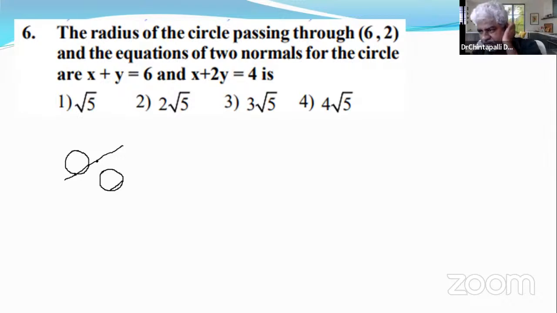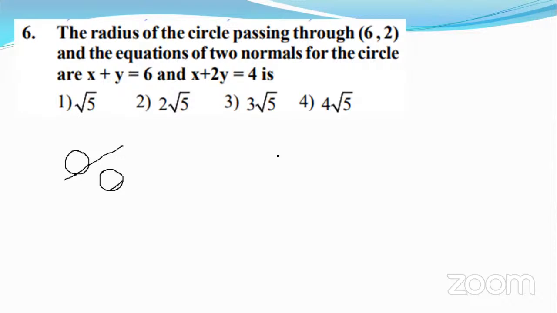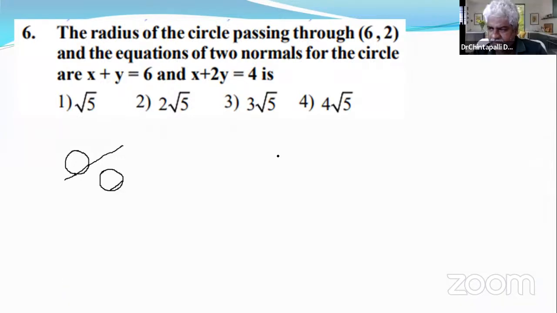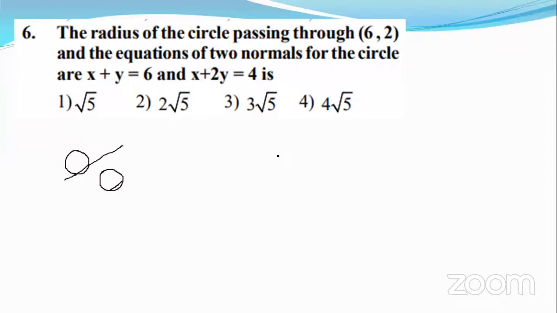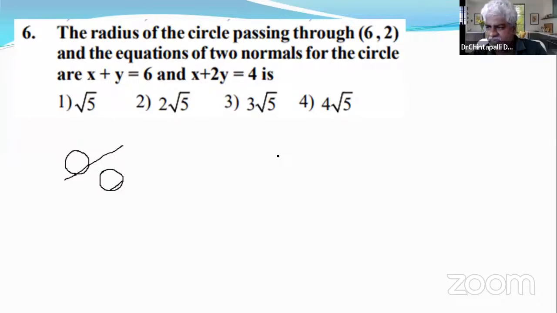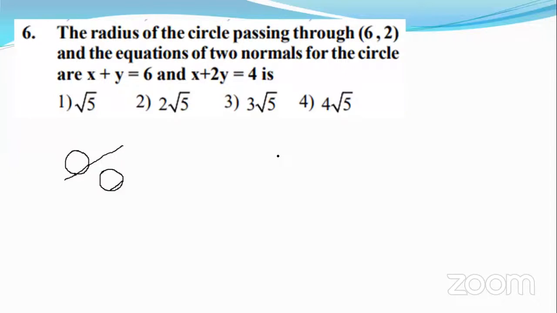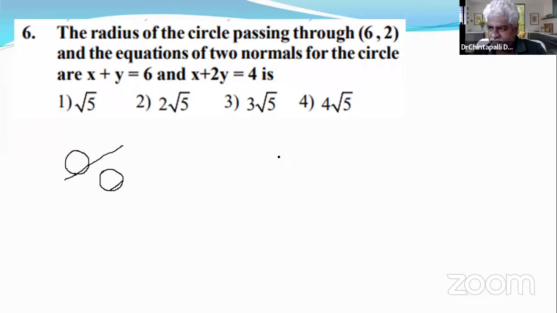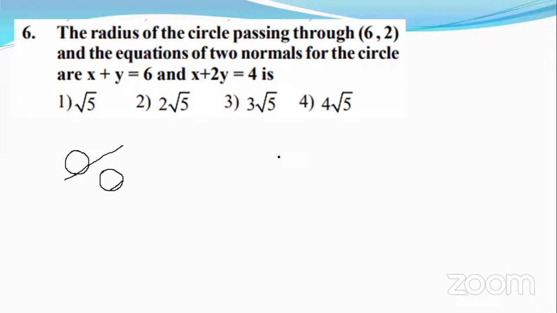Now tell me, what is the difference between a chord and a secant line? The chord touches the 2 points and then it stops. The chord has endpoints, and the endpoints of that chord are on the circle. But secant lines don't have endpoints, right?